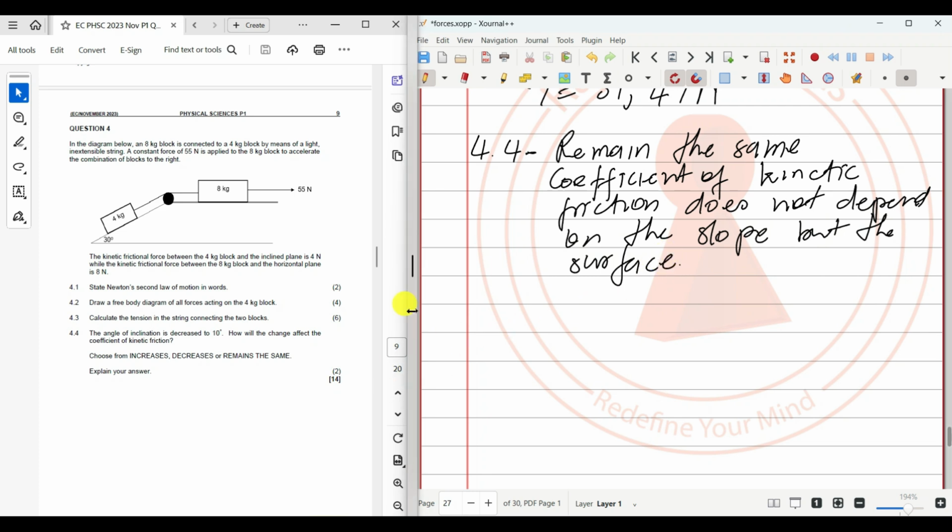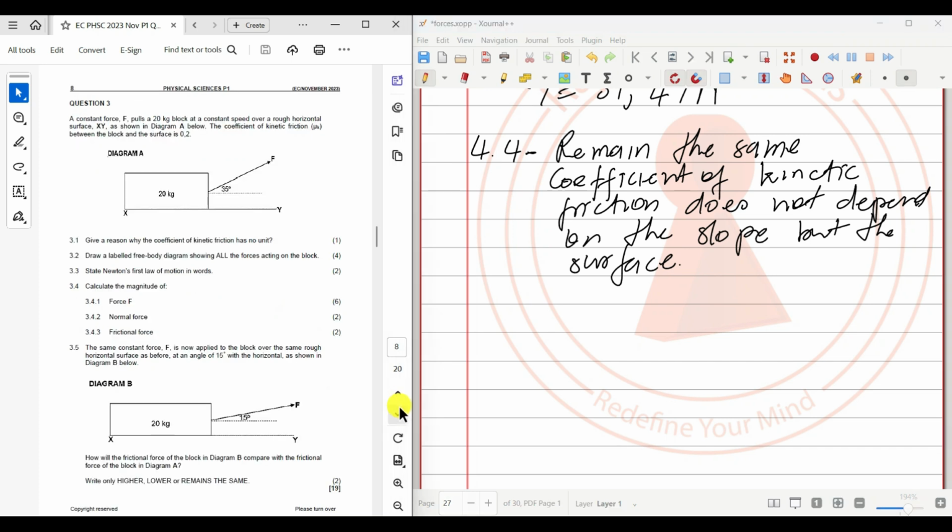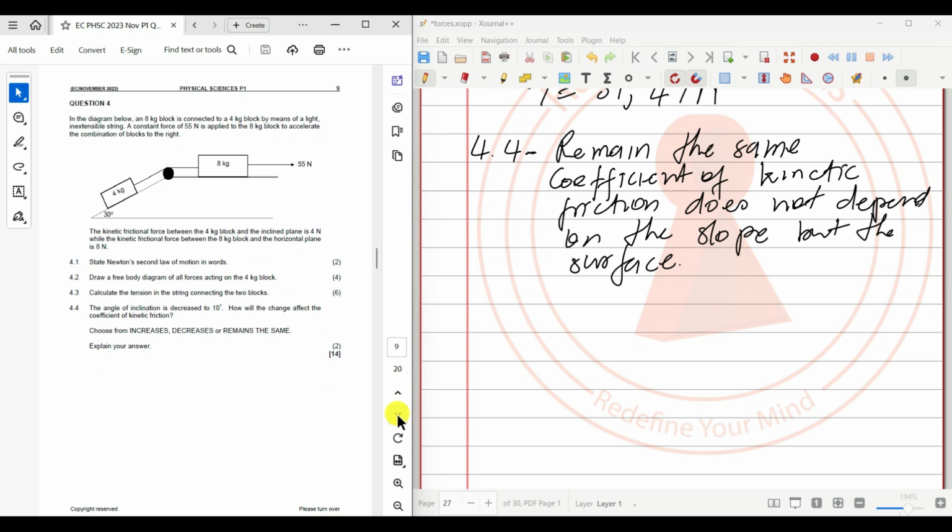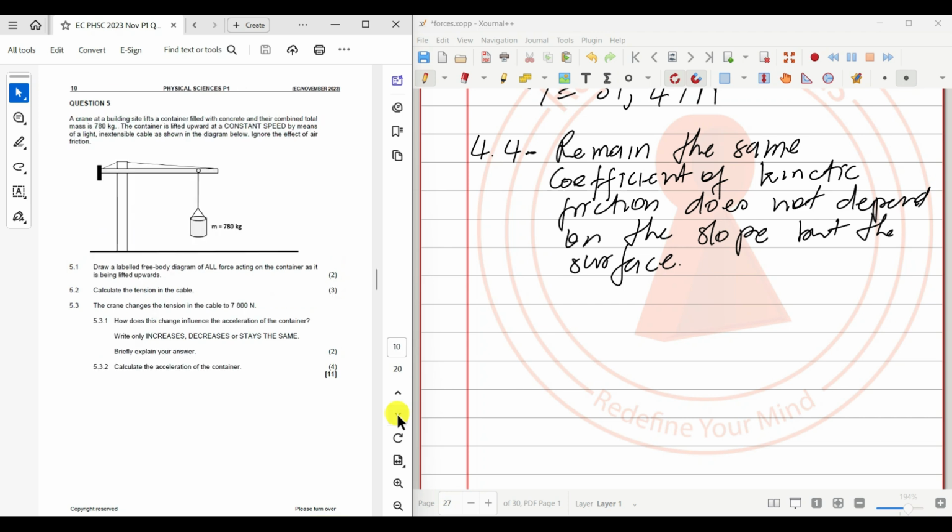Okay, so we're done. So this is now 14 marks. The previous question was 19. So 19 plus 14, that means we were supposed to be done in 33 minutes. We're done in less than 33 minutes. So we are on the right track, isn't it? Perfect.